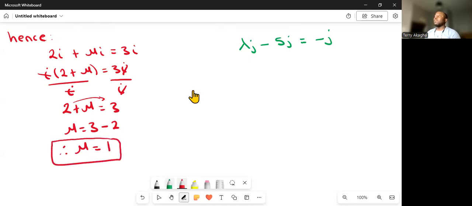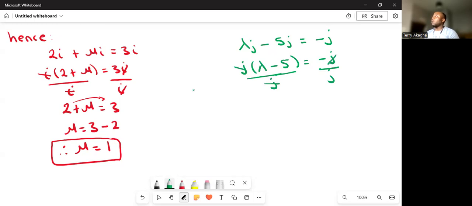Are you seeing it? Now do the same thing. So the j is common. So you bring out the j, and you have lambda minus 5 is equal to minus j. To get rid of the j, I'll divide both sides by j. So this j is going to cancel this j to leave minus 1. And we have lambda minus 5. Are you seeing it? Then I'll take minus 5 to the other side.